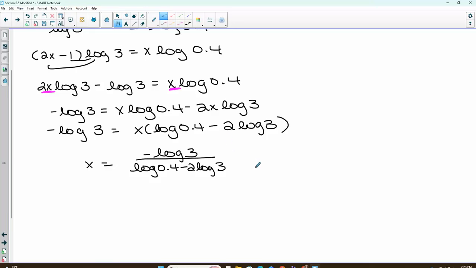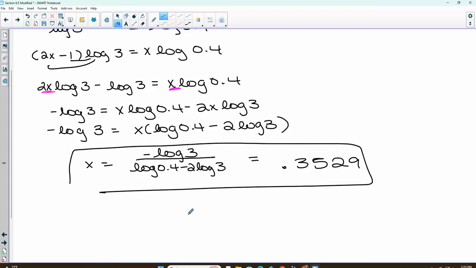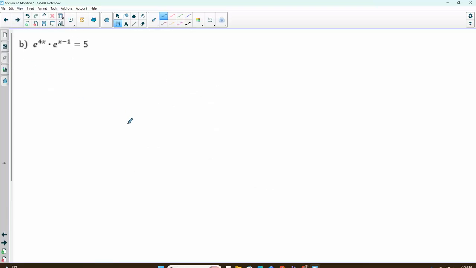What do we get? And the nice thing about these, we can always check them by plugging them back into the original. Look at another one.